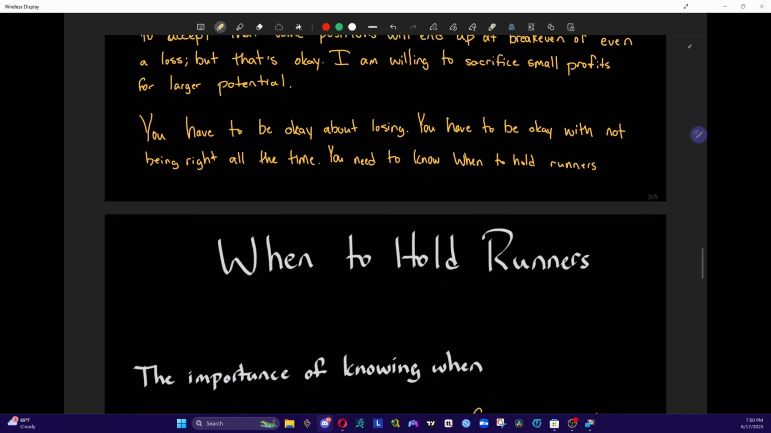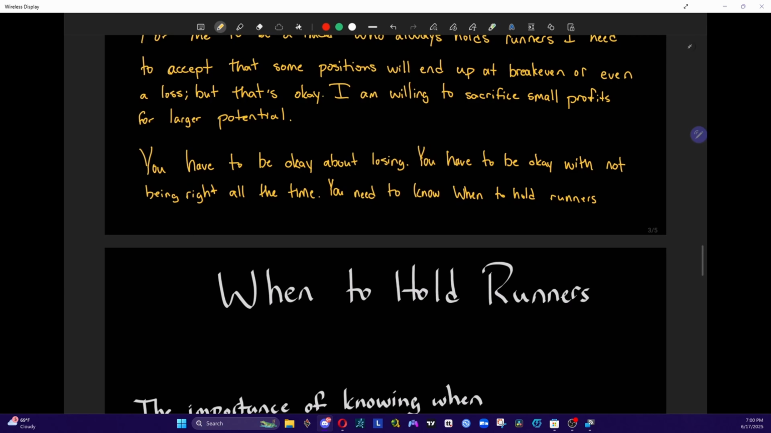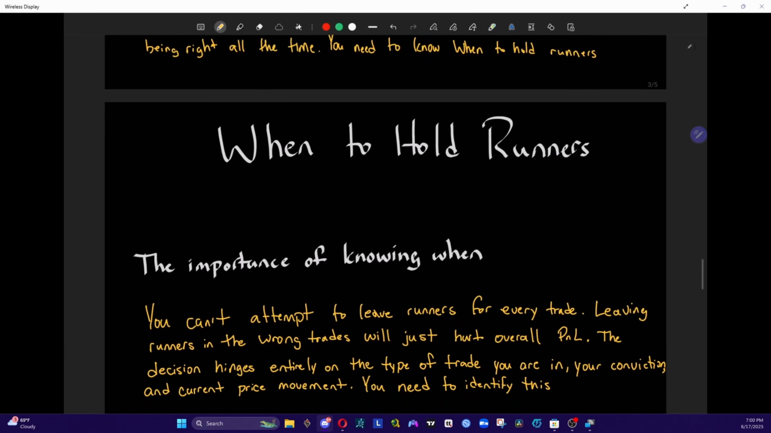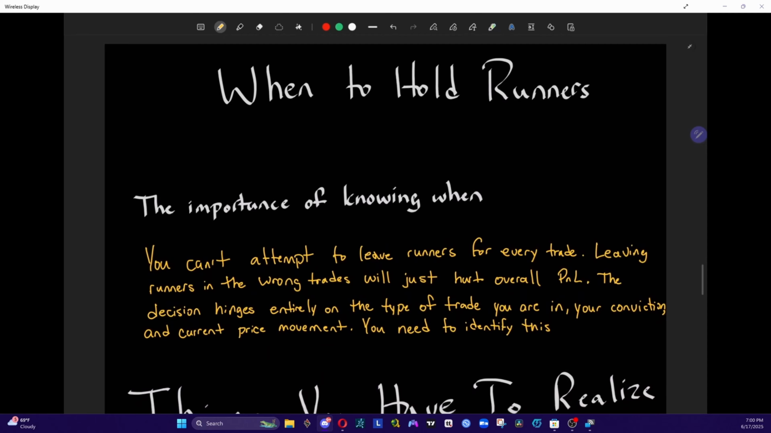Moving on. So now we're going to talk about when to hold runners. The importance of knowing when. You can't attempt to leave runners for every single trade that you're in. Leaving runners in the wrong trades will just hurt overall P&L, right? So your profit and loss for that position. The decision hinges entirely on the type of trade you're in, your conviction, and current price movement. And you need to identify this.